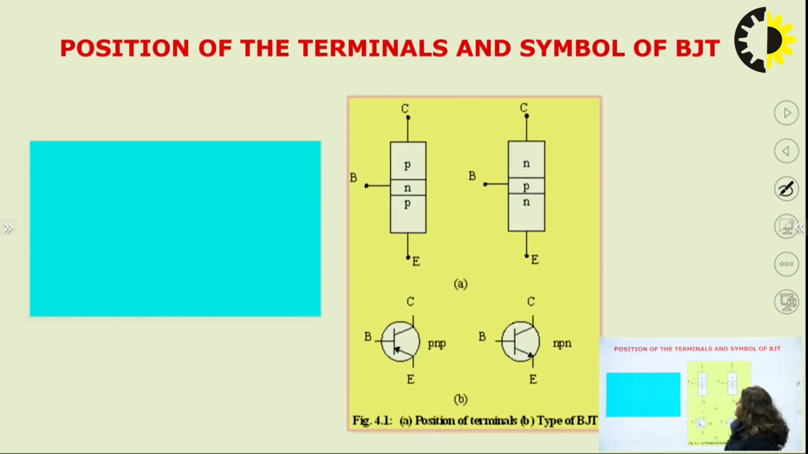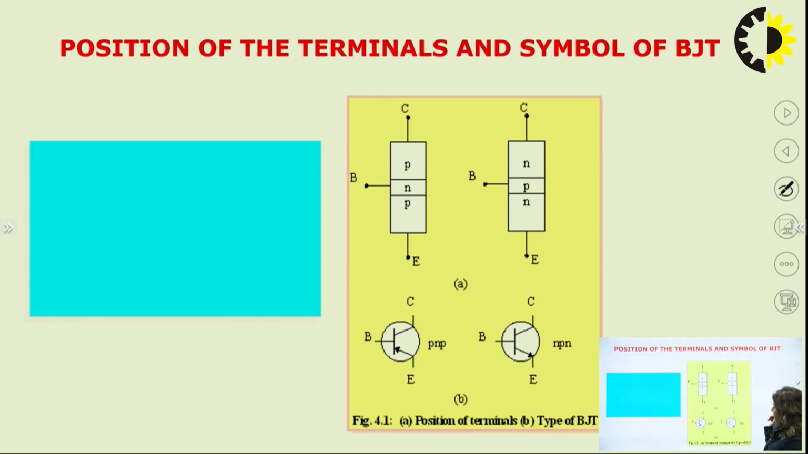If we look at the position of the terminals and symbols of a BJT, we have emitter, base and collector, shown here for the PNP transistor. The emitter is connected to the P side, the collector to the P side and the base to the N side. Similarly for the NPN transistor, we have emitter, base and collector: the collector is connected to the N side, the emitter to the N side and the base to the P side.